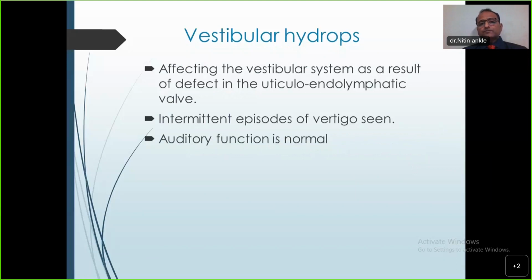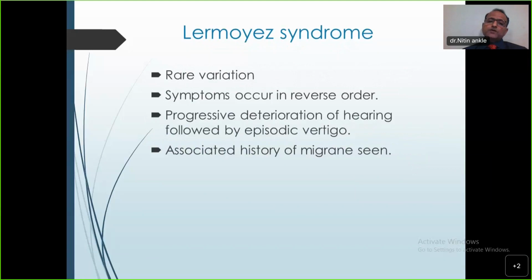Then comes the Lermoyez syndrome. It is nothing but the reverse of Meniere's disease, in the sense that the events occur in the reverse order. This is a rare variation, but it is a frequent question in the exams, either in the viva or in the theory exam also, that much I can say. The symptoms occur in the reverse order. That is, initially there will be a progressive deterioration of hearing, which is then followed by vertigo. There might be a history of migraine as per some books.